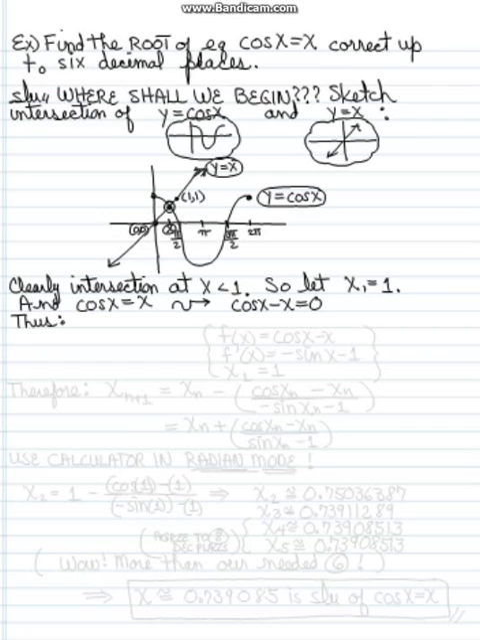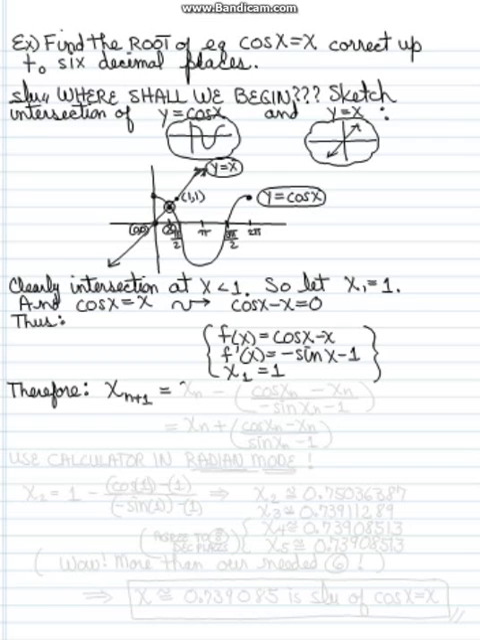Then for cosine x being equal to x, we'll get everything on one side to get cosine x minus x equals 0, and we'll call that our function. So f of x equals cosine x minus x, and the derivative of that is negative sine x minus 1. Our first approximation for x will be 1.